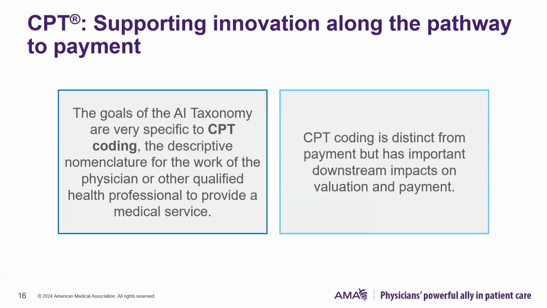As we discussed earlier, most innovations have some obstacles to overcome before they reach patients. Among these are questions from physicians, including, does it work? Will insurance cover it for the patient? CPT codes can remove obstacles to care so that physicians can put innovations into practice. So having CPT codes can sometimes be very important. And the goals of the AI taxonomy are very specific to CPT coding.